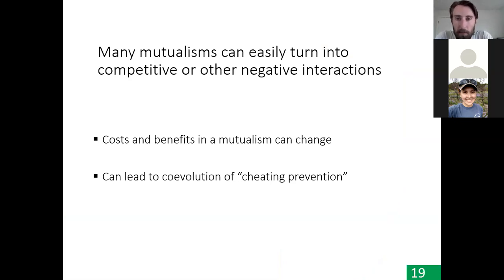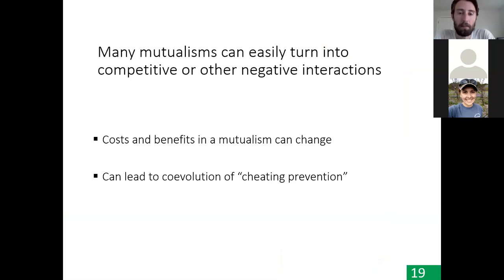All right, as I mentioned, mutualisms are prone to cheating. Mutualisms can easily turn into competitive or other negative kinds of interactions, parasitism or predation. And so the costs and benefits in a mutualism can change depending on the context and how much each species is actually contributing to the interaction.